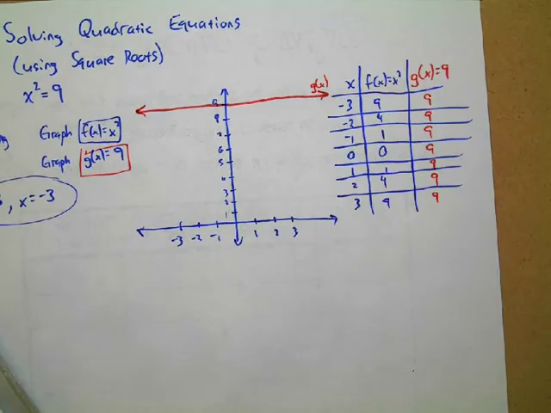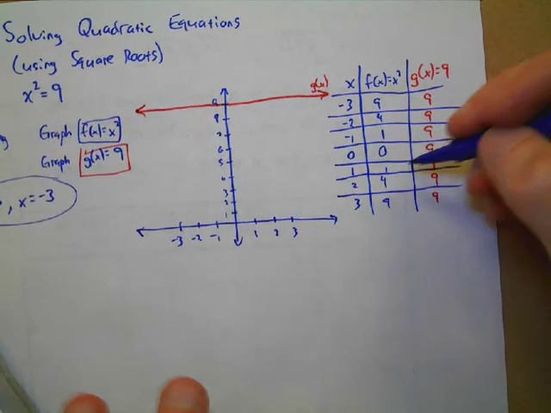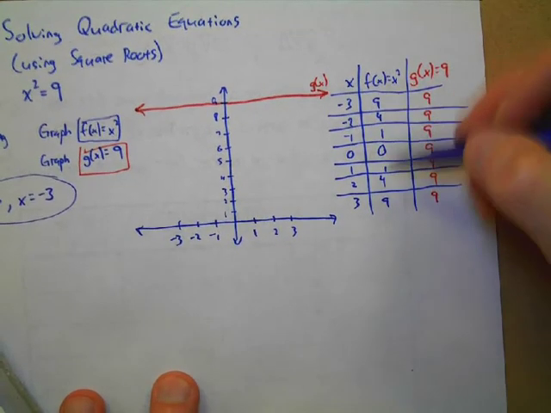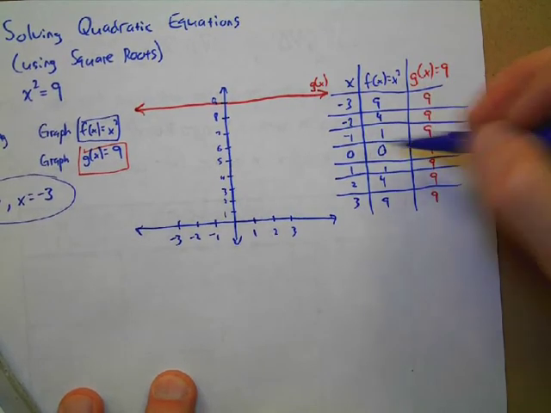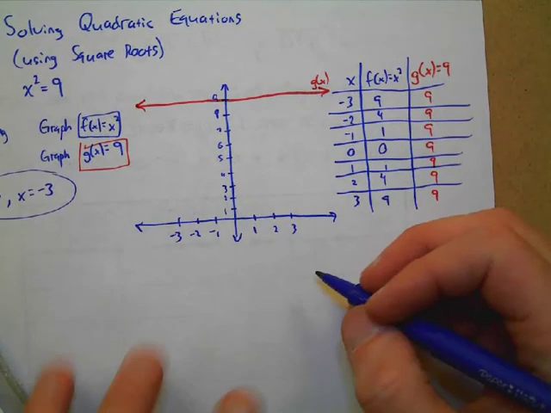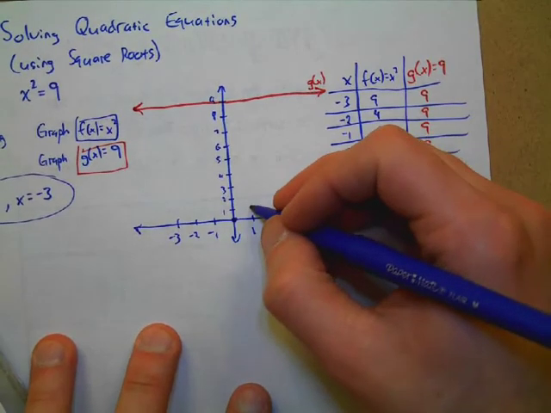Okay. And then I'll plot these points here for f of x. Again, how do I get these y values? I just plug that negative 3 in. Negative 3 squared is positive 9. Negative 2 squared is positive 4. Negative 1 squared is positive 1. So plot these points here.